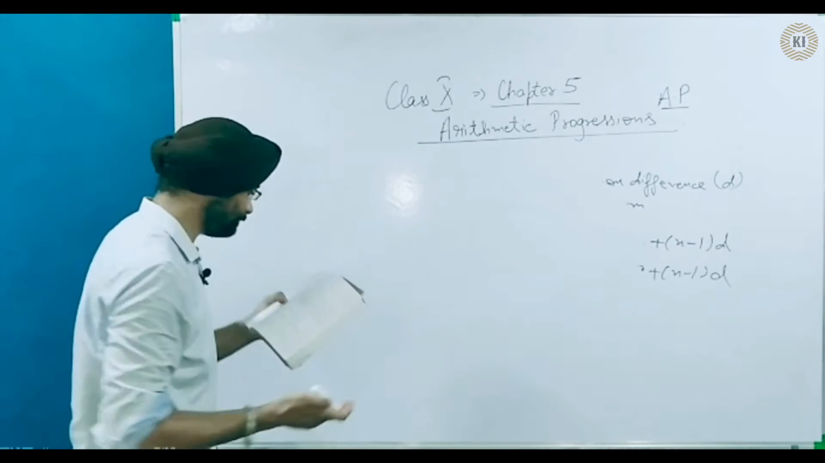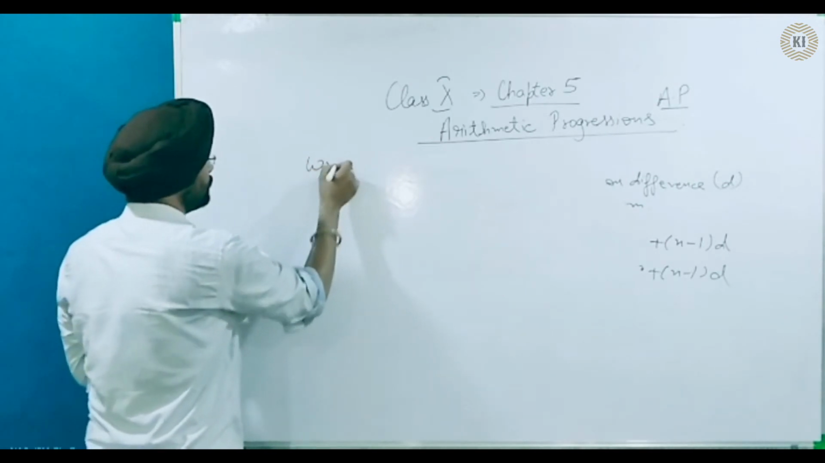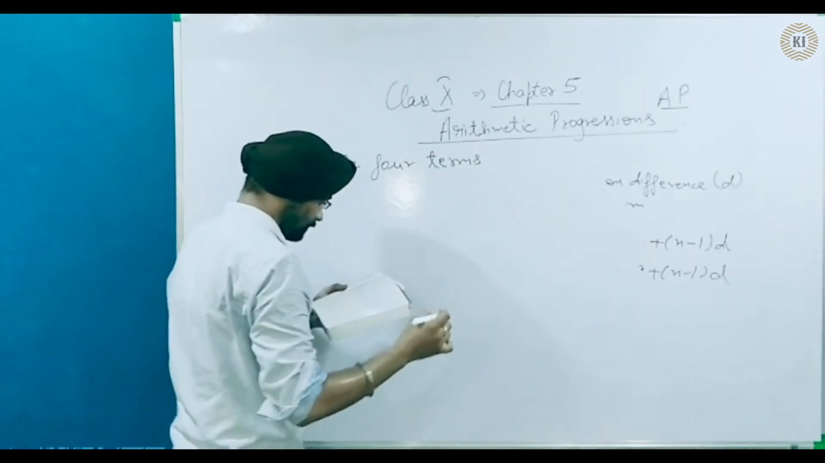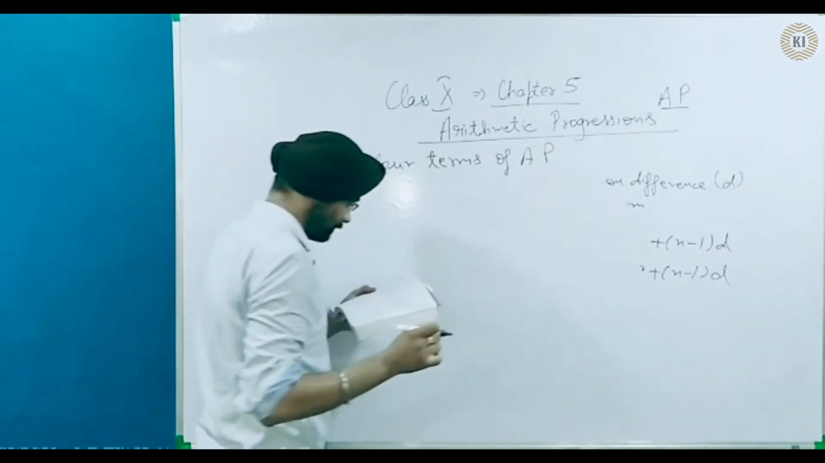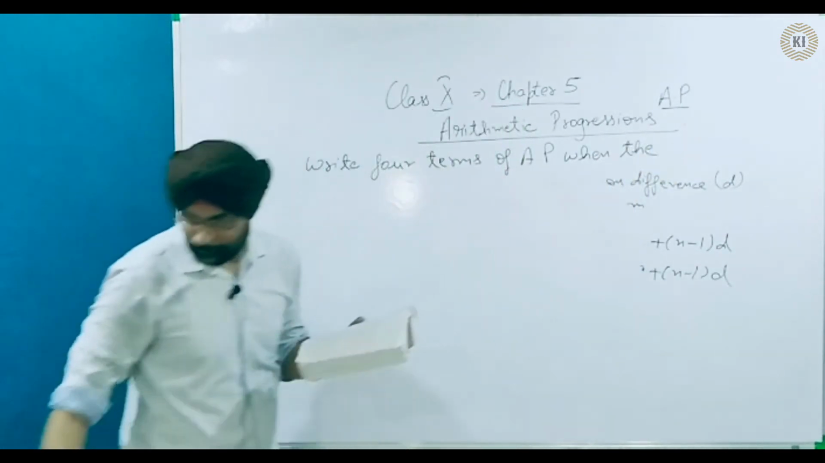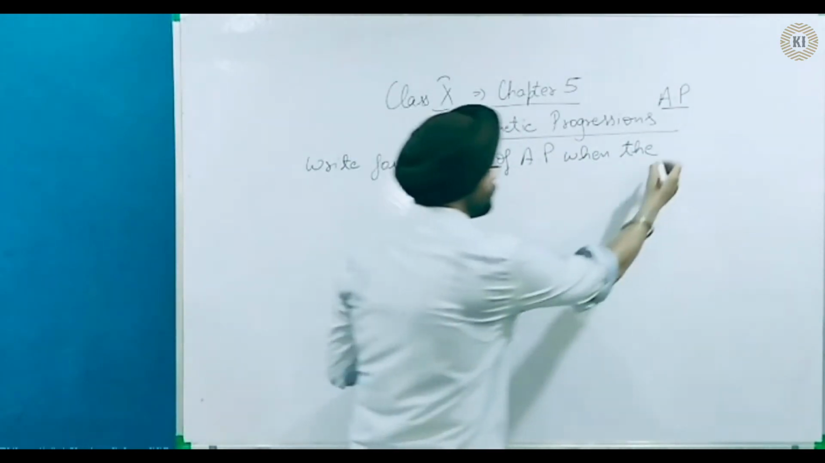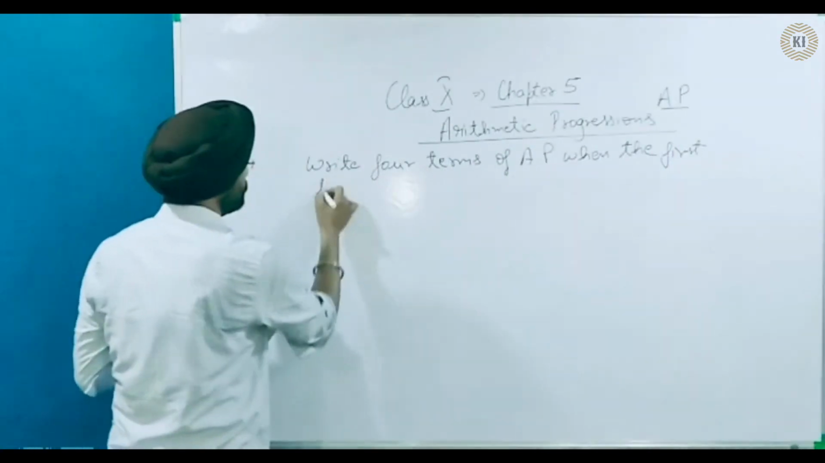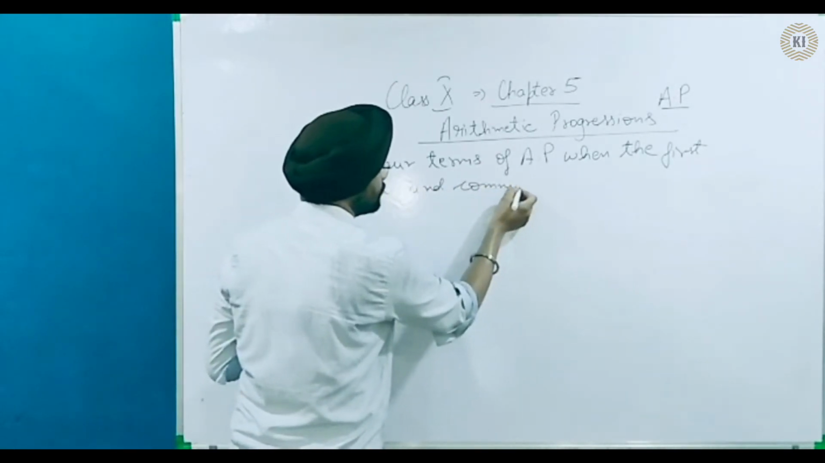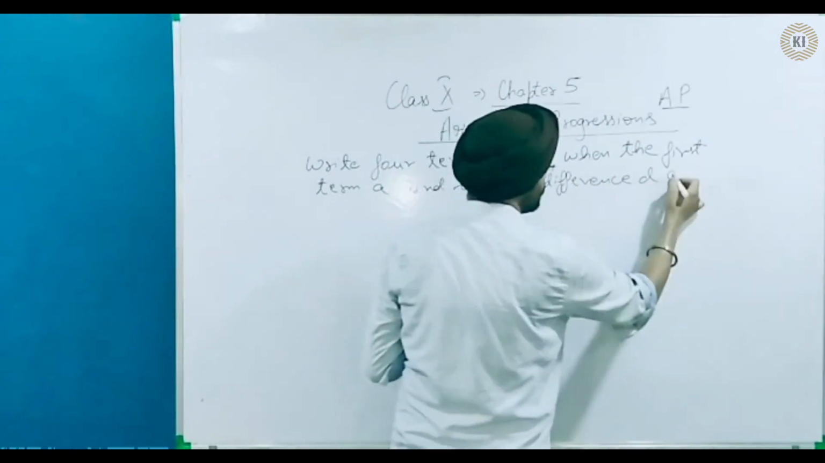See, the question is: write 4 terms of an AP when the first term A and common difference D are given.